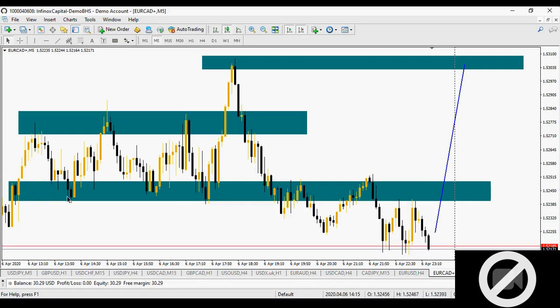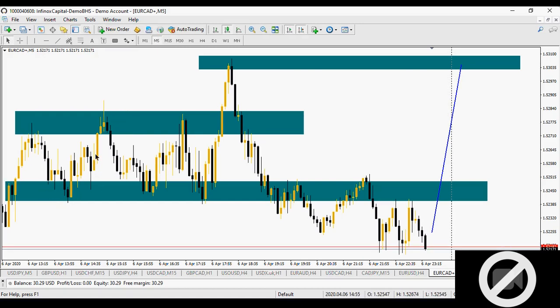All right, so let's look at this area of support, the low points where market is pushed to the upside. That's the support. Low points in the market where market is pushed to the upside. As you can see, this is a low point. I will call it support area. Okay? So this is support area.